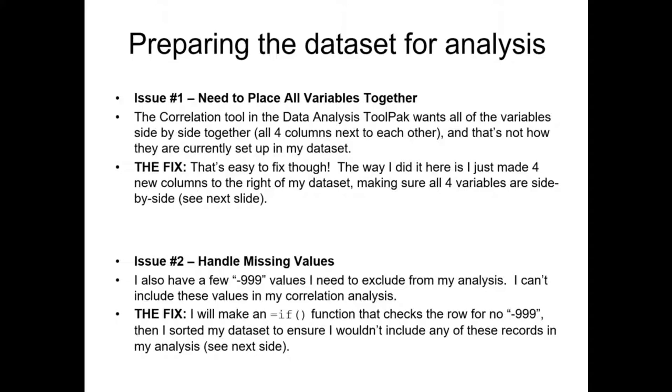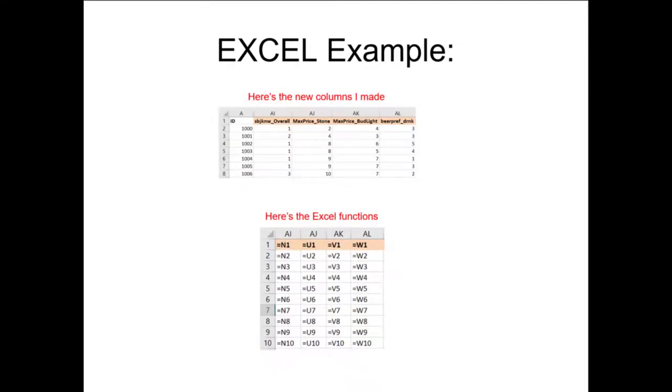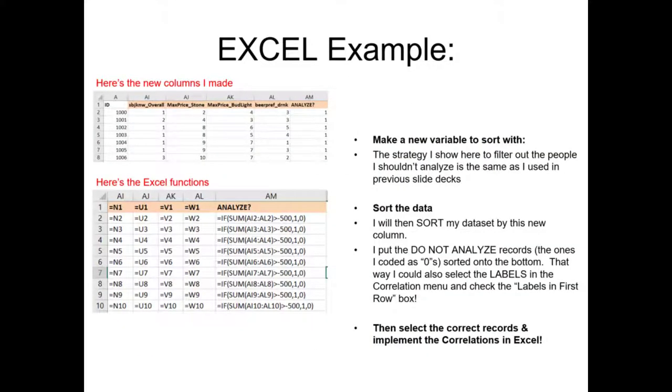Let's set up our game plan for solving these two issues next, and then we'll implement them in Excel. To solve the first problem, I'm simply going to add four new columns to the far right end of my data set that are simply just referring directly to the previous values earlier in the data set, where I need to actually make sure I'm filtering out those respondents who answered negative 999 to one of my questions.